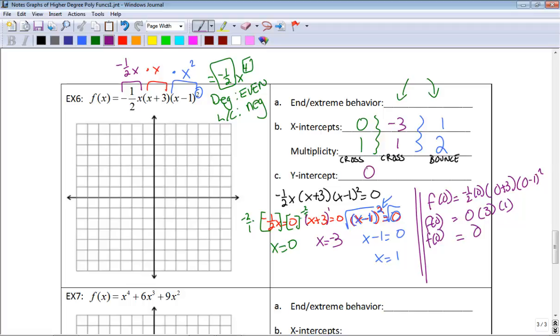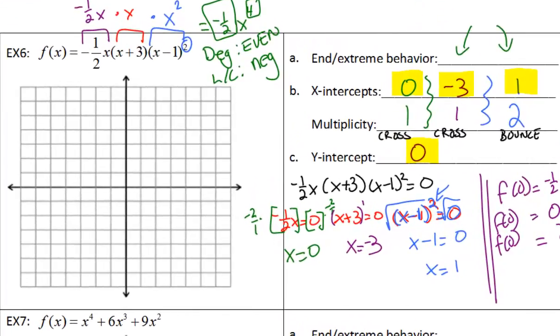Well, there's all my information. So what do we do to graph these things? After we find it, first, plot all your points. What are my points? My points are 0, negative 3, 1, and, well, 0 is going to be the same. So really I only have 3 points, 0, negative 3, and 1. So let's plot those 3 points. All right, again, here's 0, here's negative 3, and here is 1.